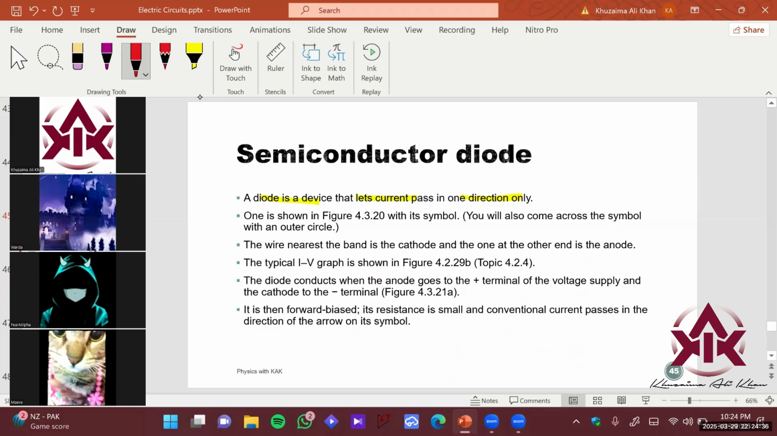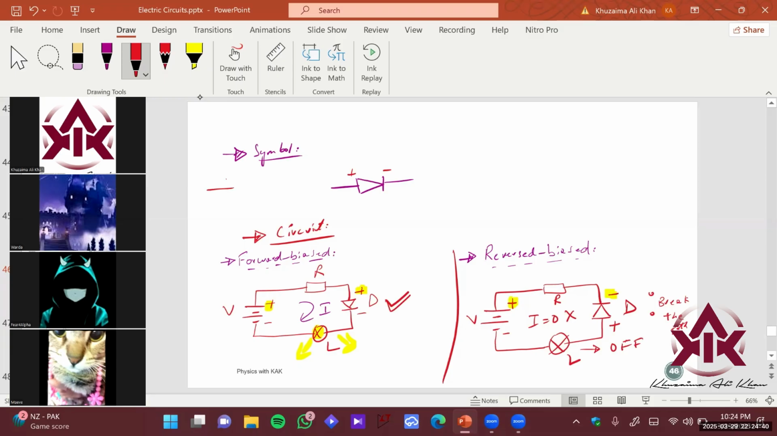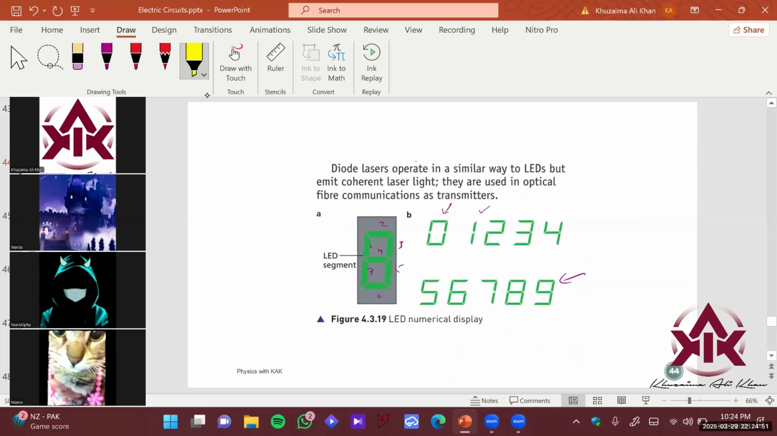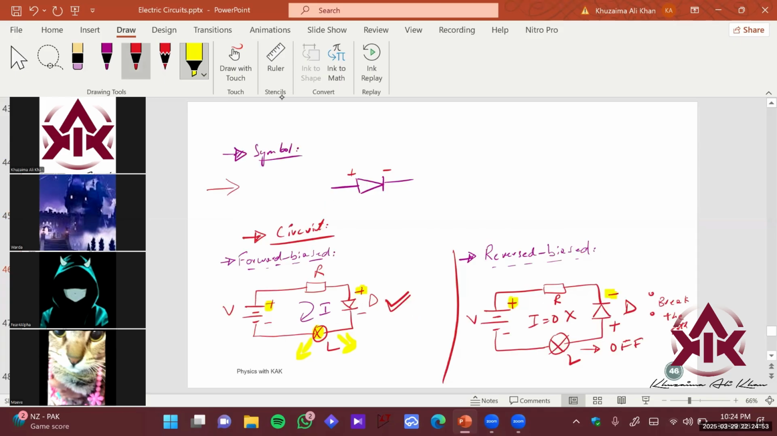So you have seen the symbol. We have it here, that is as follows. This is the symbol of the diode here, right? The wire nearest the band is the cathode, and the one at the end is the anode here, right? So this is basically the cathode here, right? The negative is just the line. The line showing the parallel line is basically the cathode of a diode, the negative terminal, and the other side is called the anode, the positive side of the diode here, right?